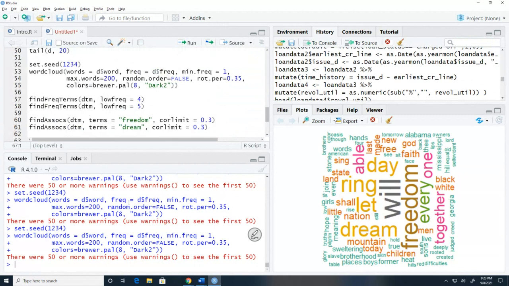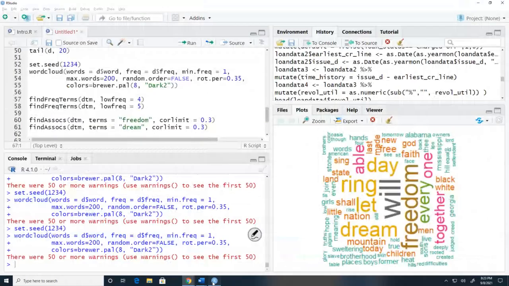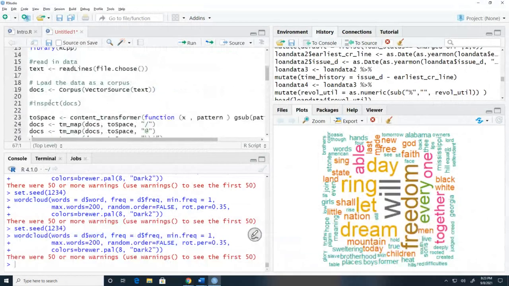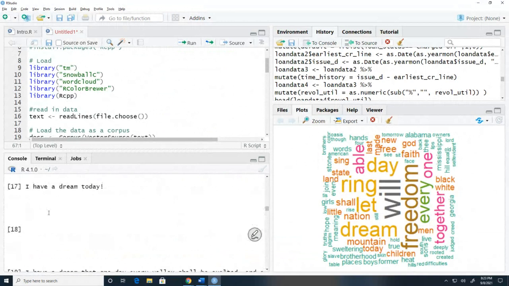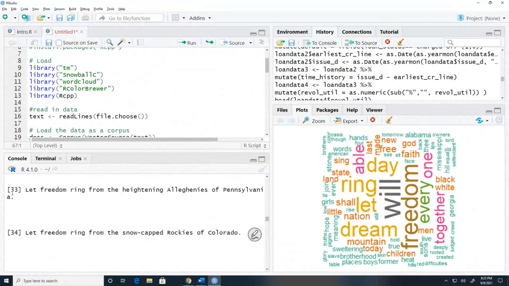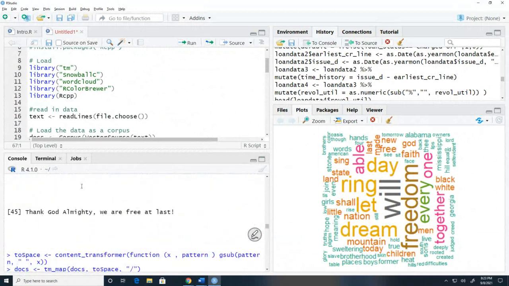Hey, Professor, I don't know if you got anybody in front of you. I'm all right. Okay, so I'm on number 3. I did the inspect docs, and I don't really know what my screen is supposed to be looking like. When you do inspect docs, you should get something that looks like this. Some brackets, it should be towards the bottom, right? Okay. So I got, I think, 45, and it's got 'thank God Almighty' as the last little thing right there. Yeah. Right.